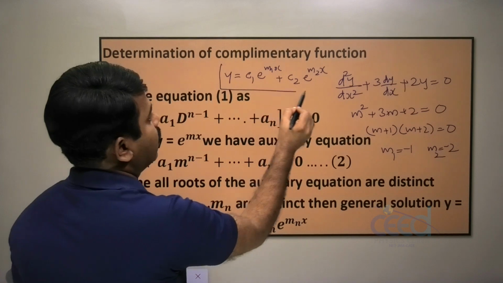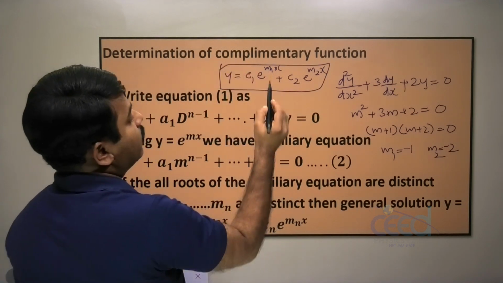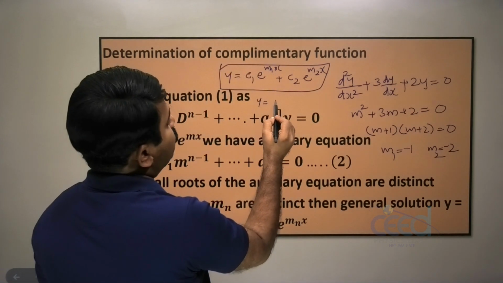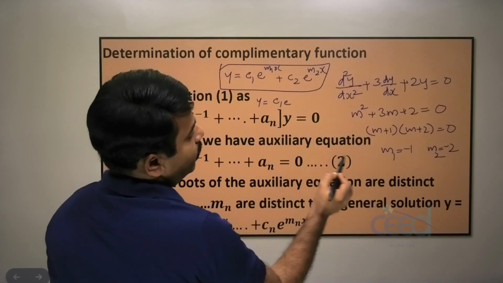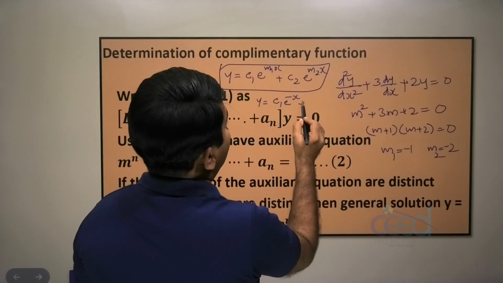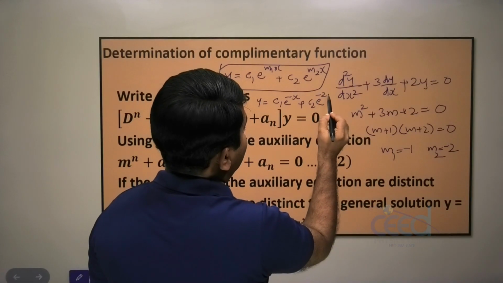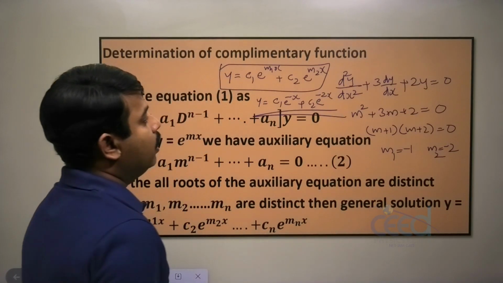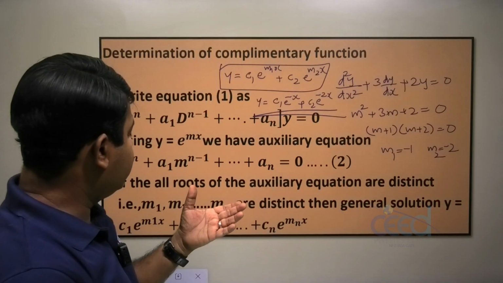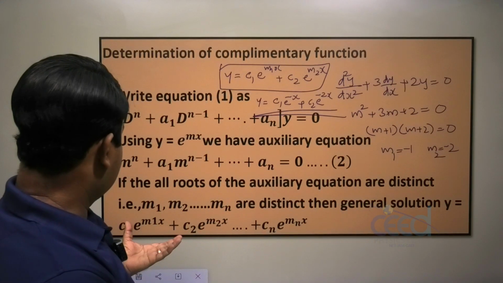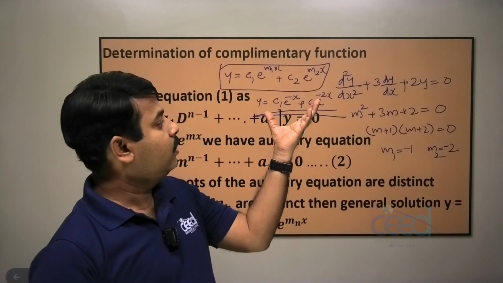This is the solution, right? Now what is m1? y is equal to c1 e raised to minus x, plus c2 e raised to what is m2, that is minus 2x. Alright.